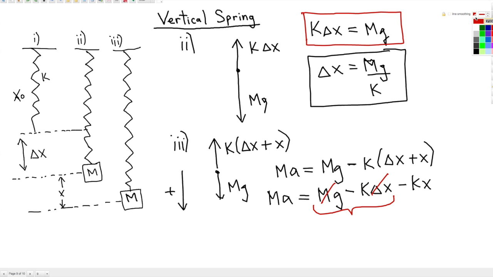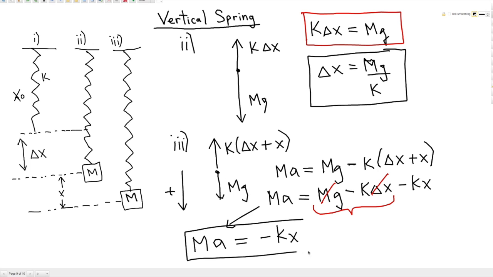And what are we left with? Well, I could just rewrite this. We have that the mass times the acceleration is simply equal to minus kx. This equation should look familiar to you. It's the exact same equation we had for the horizontal spring system. Same as horizontal. So if we have the same differential equation, we're also going to have the same angular frequency.